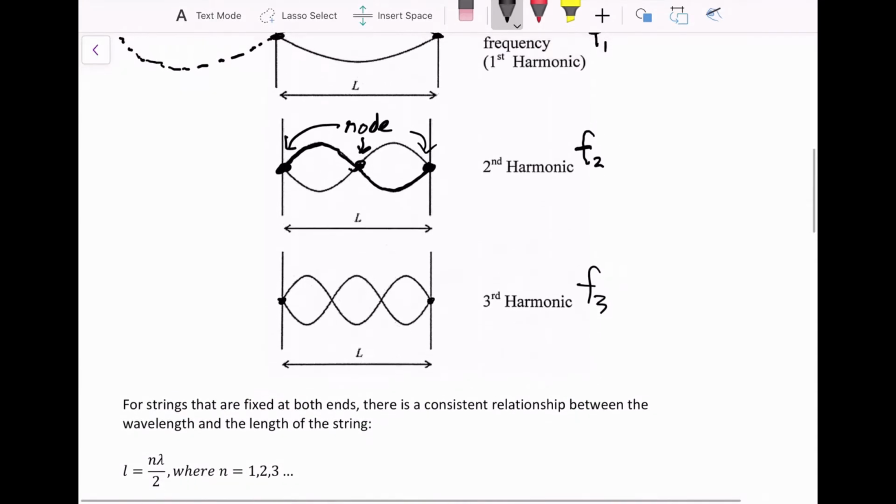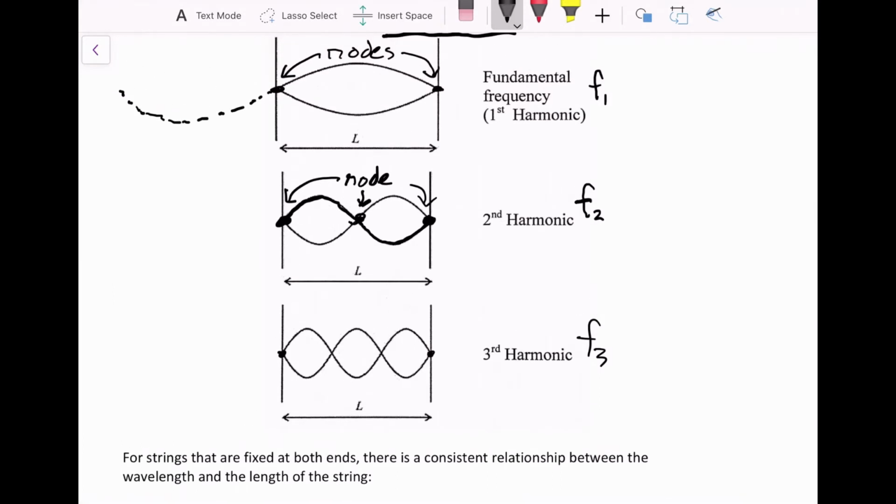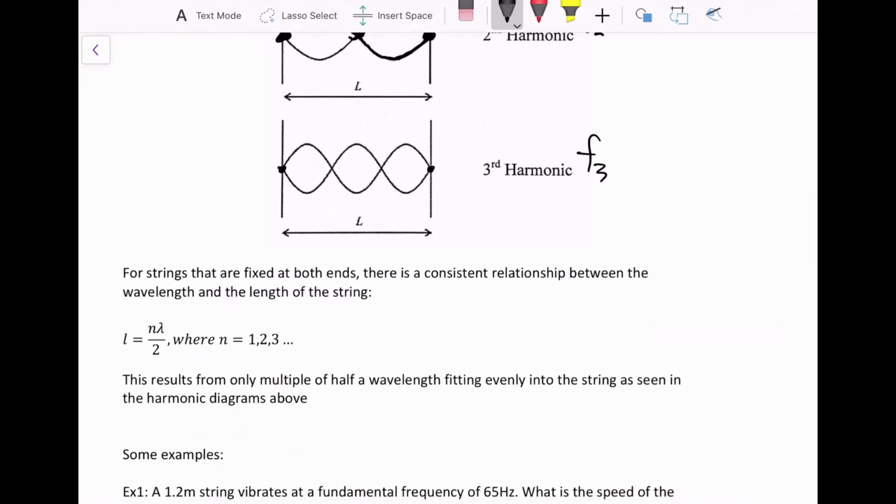And this relationship between the wavelength and the length of the string is consistent. Like we showed here, we can fit half of a wavelength in the first frequency. So if we're looking at the first one, we could say that the length of the string would have to be half of the total wavelength. If you wanted to find the wavelength of the second harmonic, well, the length would be equal to 2 over 2, or the length would just be equal to the wavelength. And this pattern continues.